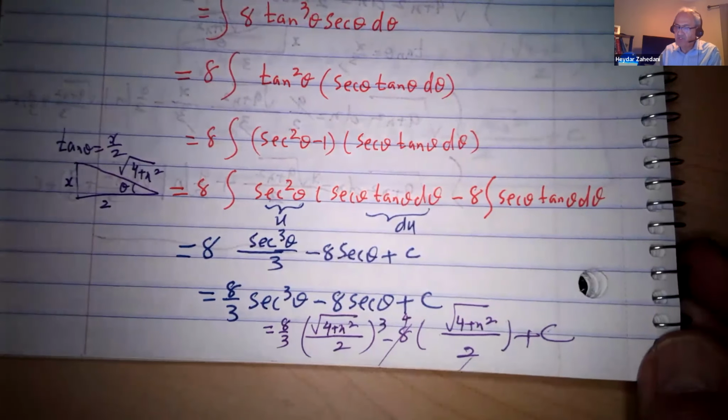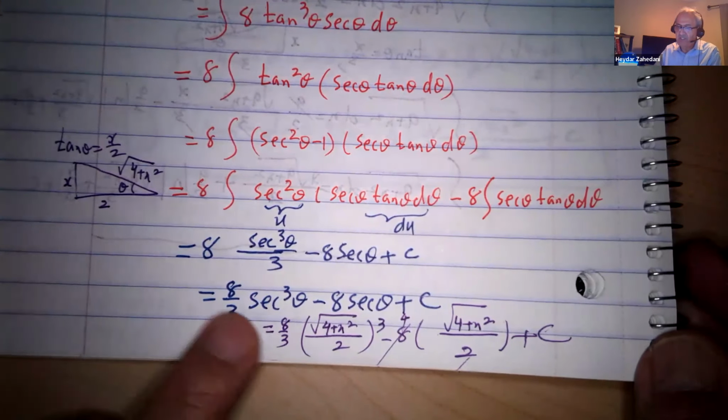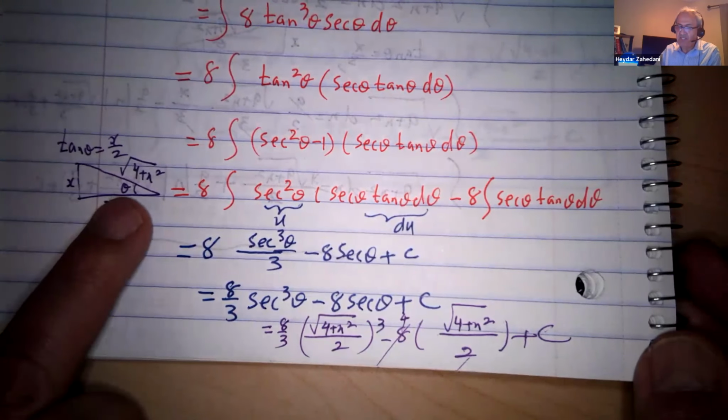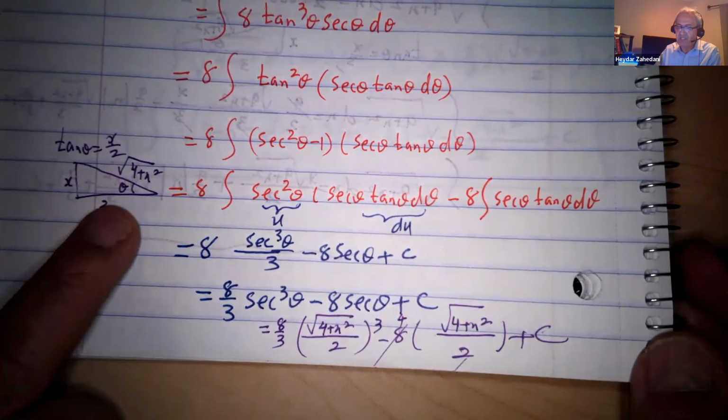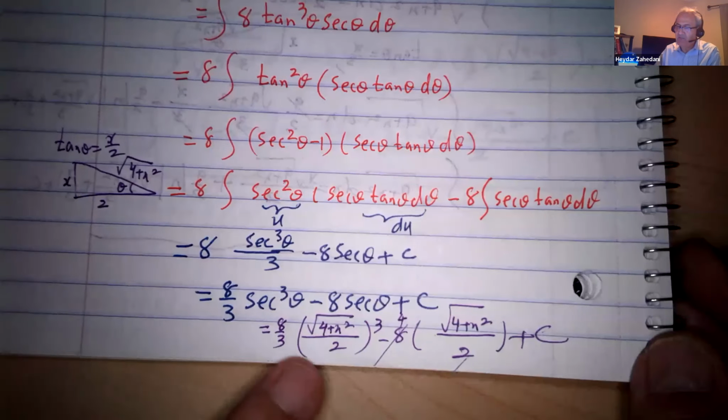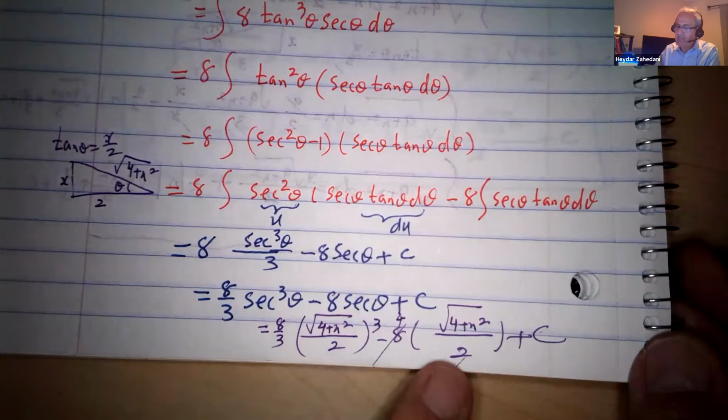So remember, you have to change it to the x. So what I did, I find the secant. I find the cosine here. Cosine is going to be 2 divided by the radical. So the secant is the reciprocal, so that's why I switch it to get this number. So eventually, this is going to be the final answer.